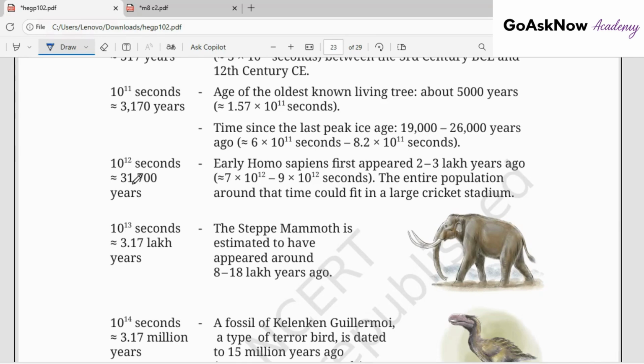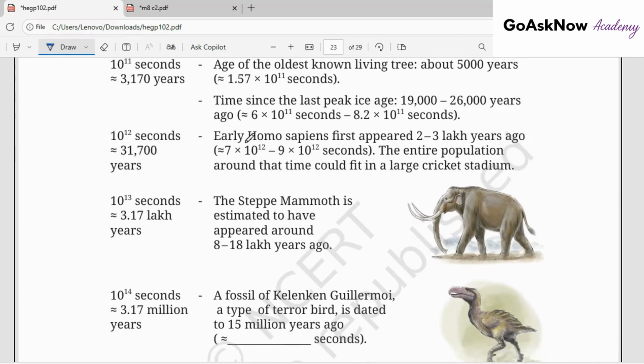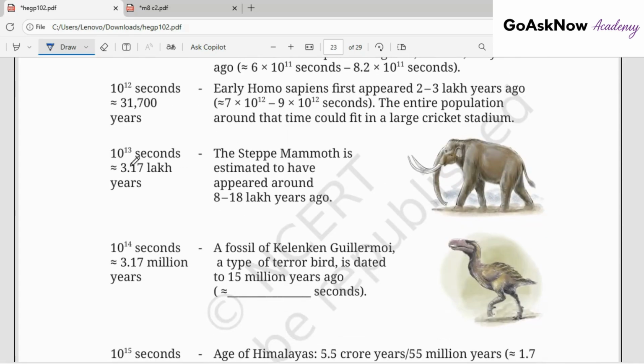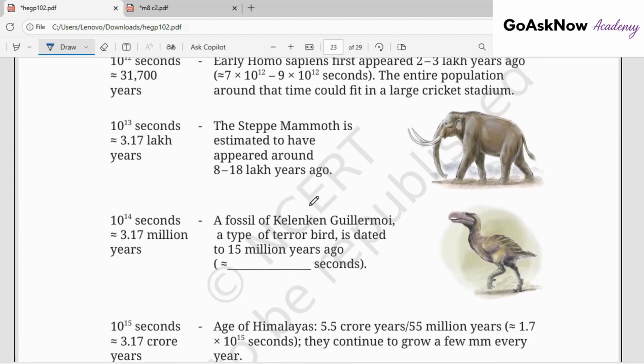10 power 12 seconds is 31,700 years. The early Homo sapiens first appeared 2 to 3 lakh years ago. The entire population around that time could fit in a large cricket stadium. 10 power 13 seconds is 3.17 lakh years. The steppe mammoth is estimated to have appeared around 8 to 18 lakh years ago.